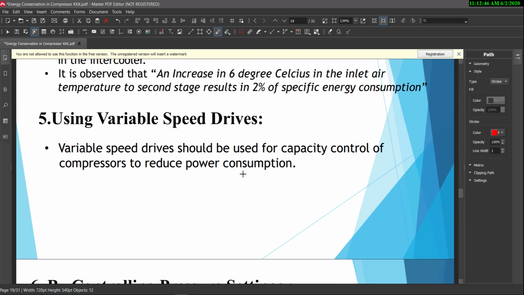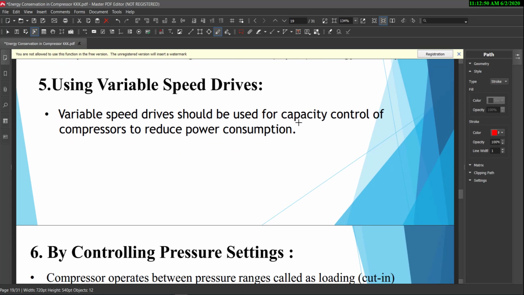And the fifth factor is using variable speed drives. Variable speed drives should be used for capacity control of compressors to reduce power consumption.